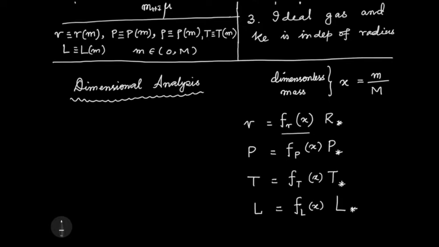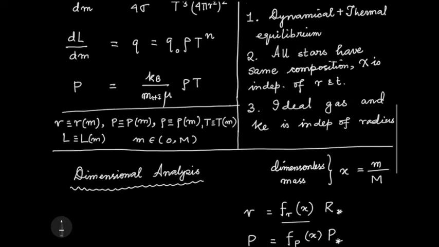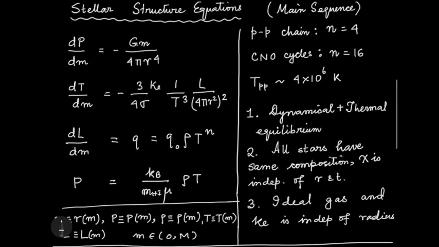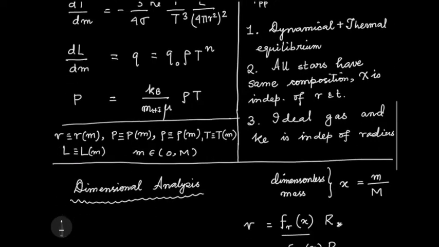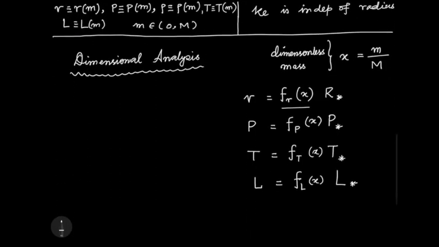Okay. Now what do I do with this? What I do is the simple one. I use one equation after the other. So the first equation is dP/dm equals minus Gm by 4 pi r to the power 4. So let us do it for one and then write down things for the others. So dP/dm is minus Gm by 4 pi r to the 4.